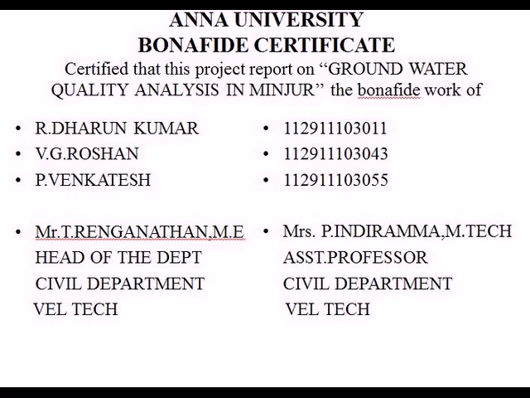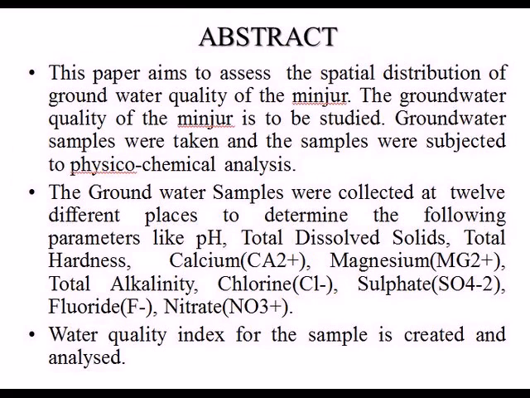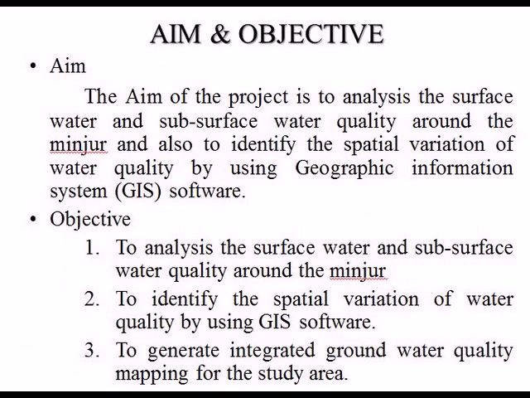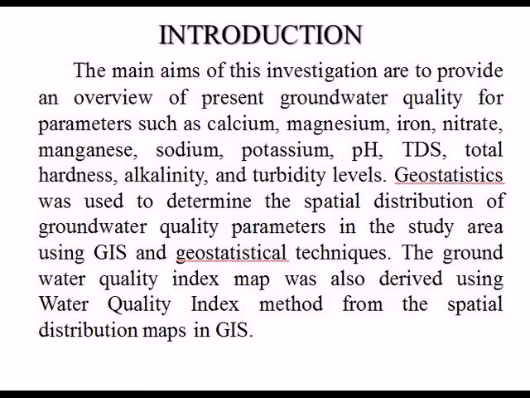This paper aims to assess the spatial distribution of groundwater quality of Minjur. Groundwater samples were collected and subjected to physico-chemical analysis. Samples were collected at 12 different places to determine the following parameters like pH, TDS, TH, calcium, magnesium, total alkalinity, chlorine, sulfate, fluoride and nitrate. Water quality index for the samples is created and analyzed.